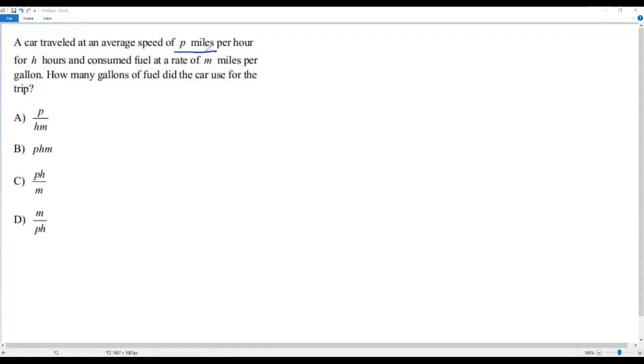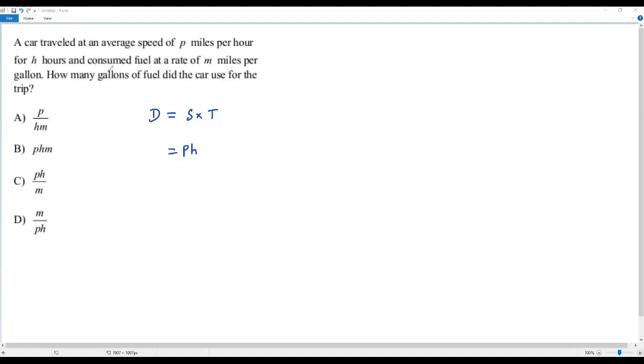Okay, using the speed and time, we can find the distance of the trip. So the formula to get the distance is speed multiplied by time. Here the speed is P miles per hour, so we can plug in P for the speed, and time is H hours, so we can plug in H for this T, then we get P times H. Okay, this PH represents the distance of the trip, and we have to find the number of gallons of fuel required to cover this distance of PH.